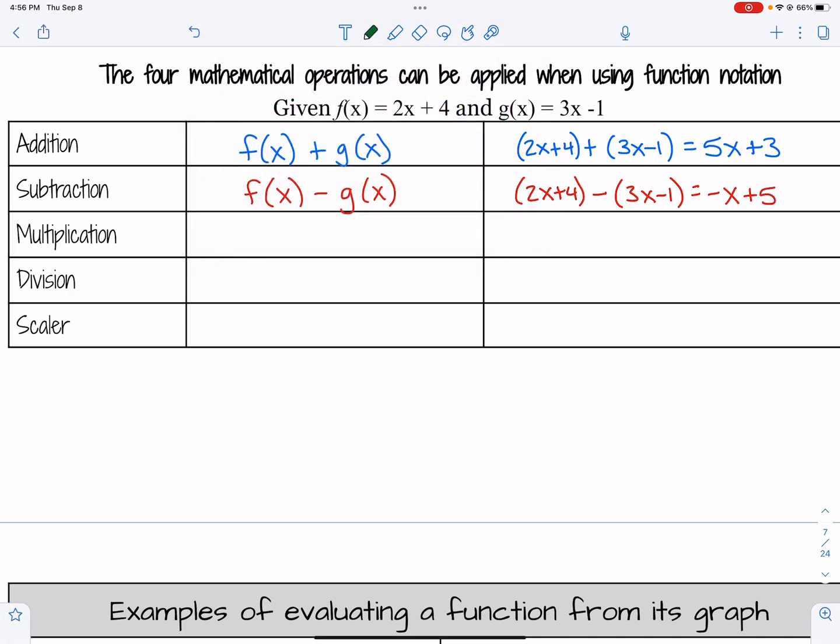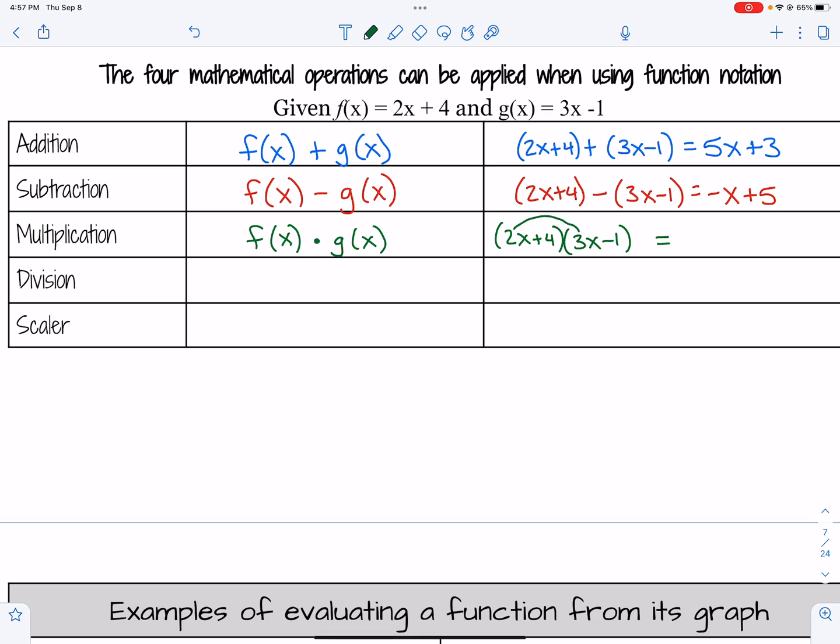All right, so multiplication means we can take two functions and multiply them together. So that would mean we could take f of x, which is 2x plus 4, times g of x, which is 3x minus 1, and multiply them together. In this case, that would mean we have to FOIL them.